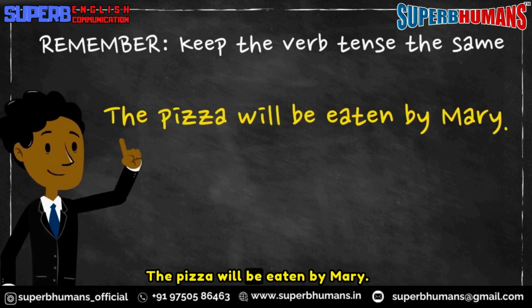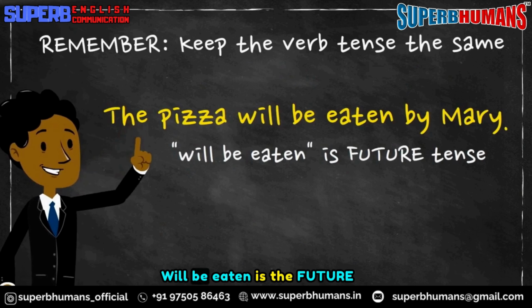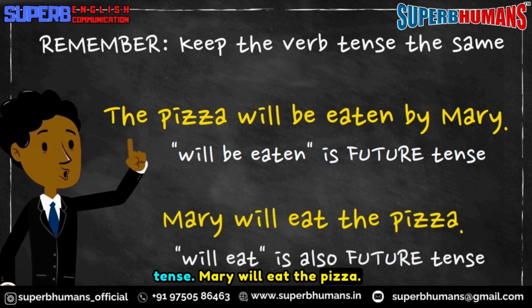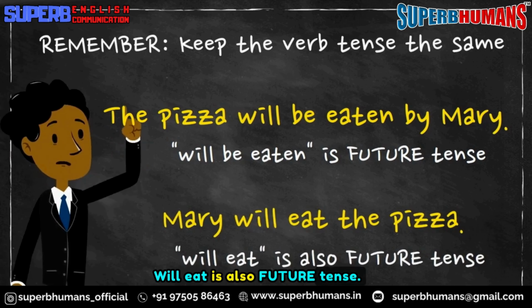The pizza will be eaten by Mary. Will be eaten is the future tense. Mary will eat the pizza. Will eat is also future tense.